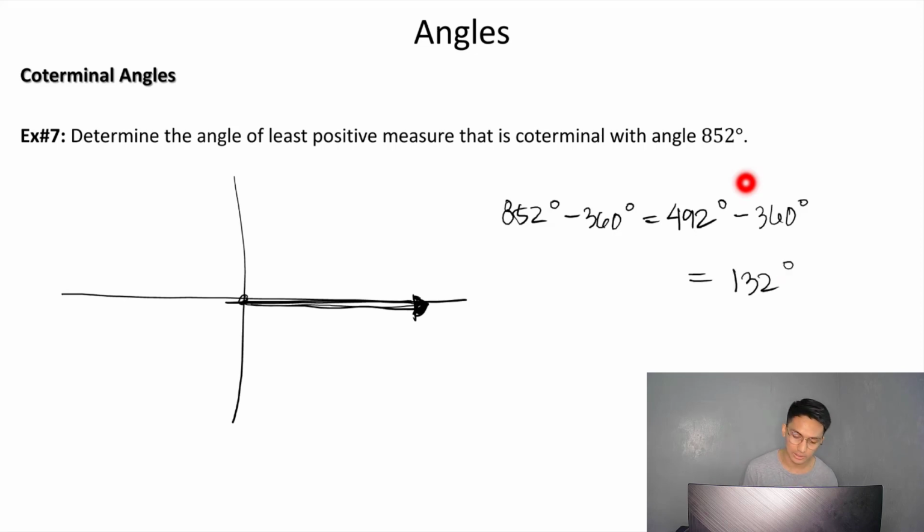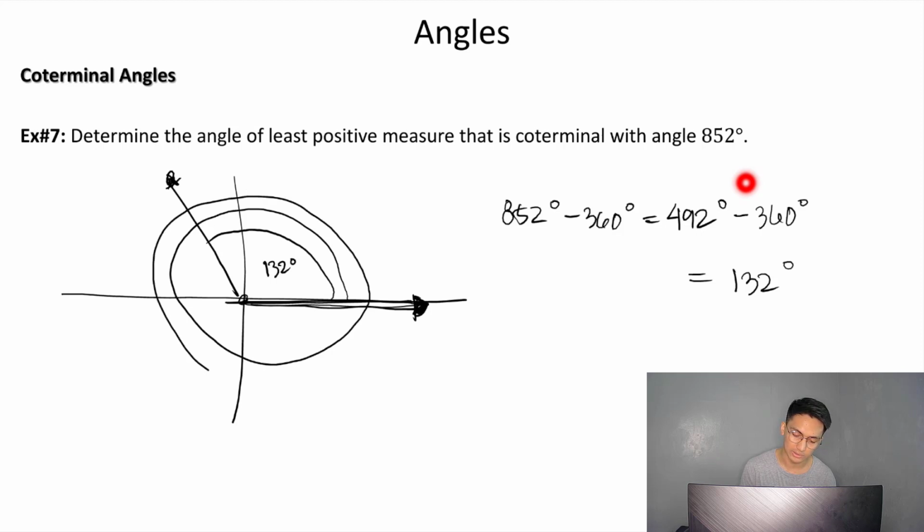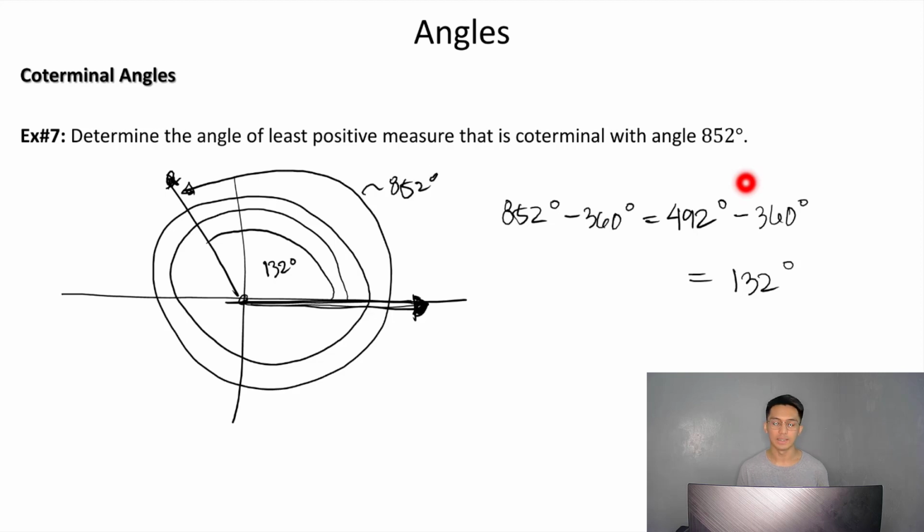So, nandito yan sa gawin na yan. Measuring from the initial side up to here. This is the angle 132 degrees. And yung coterminal niya na 852. Ito siya, 1 rotation, 2 rotations, and ito yung ating angle 852 degrees. The angle 852 and 132 degrees are coterminal angles. So that's example number 7.